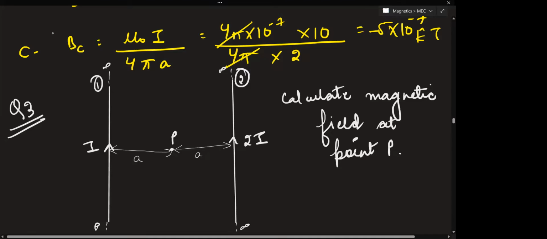Now I think you should use unit vectors for the first one and second one. When you calculate B1, then you will calculate B2. According to the unit vector, you will get the right answer. So answer it in terms of I, mu naught and A only, but add the direction also.